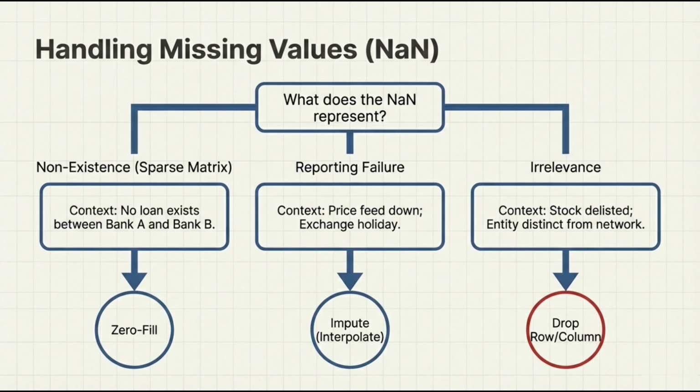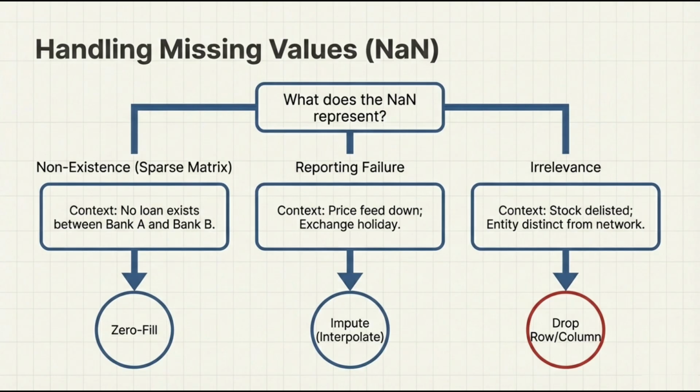Now we turn to missing values, or NaNs, and this slide gives a very helpful decision tree. The first question is not how to fill the missing value, but what the missing value represents. Sometimes NaN means non-existence, as in a sparse matrix where no loan exists between Bank A and Bank B. In that case, zero fill is appropriate because the absence of a link is itself meaningful. Sometimes NaN means reporting failure, such as a price feed going down or an exchange holiday. In that case, we may need to impute a value, often by interpolation or another time series method. And sometimes NaN means irrelevance, for example when a stock has been delisted or an entity no longer belongs in the network. Then the right action may be to drop the row or column entirely. The important lesson is that missingness is not one thing.